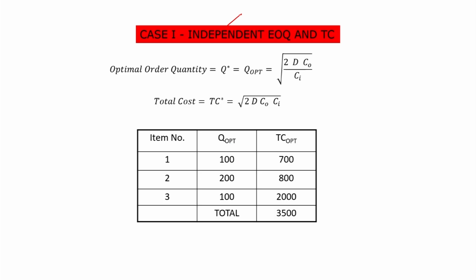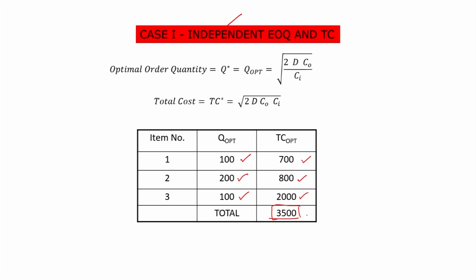When we are considering them independently, the economic order quantity by the previous formula, we will get 100 units of this, 200 units of this and 300 units of this. From this, the total cost will be 700, 800 and 2000, and total cost is 3500. If these items are considered independently, the total cost is 3500.